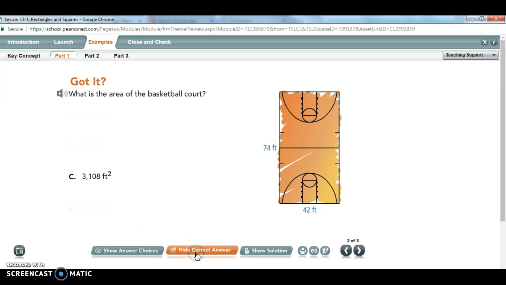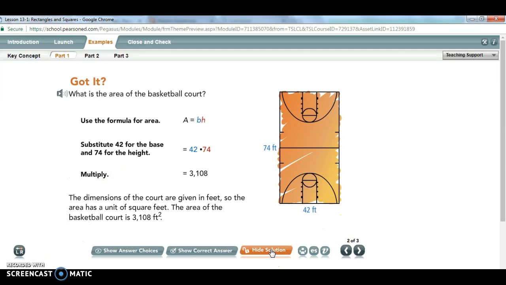The correct answer is C, 3,108 feet squared, or square feet. This squared, the little 2, is very important to your answer. If you want to know how we got this, you can pause the video and read through this answer.